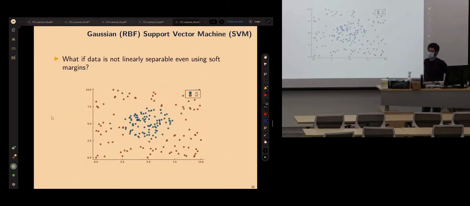Now, the soft margin was the first problem. We could come up with a fix. I'm going to give you another problem. What if data is not linearly separable, even if you use soft margin? For example, these blue dots are in this circular form inside the red dots. Good luck separating them with a line. Can you?